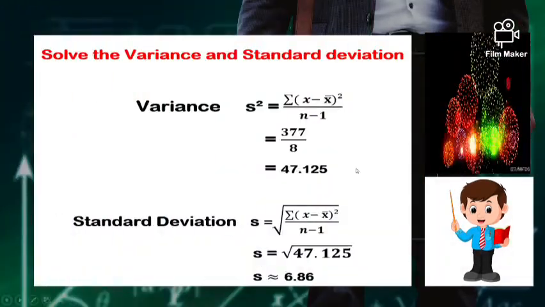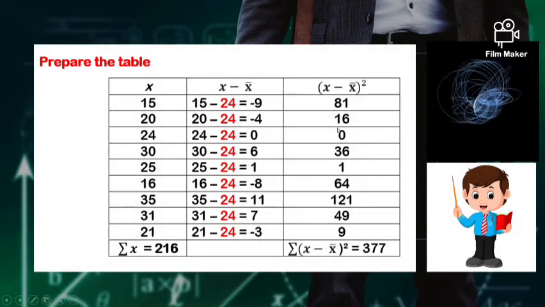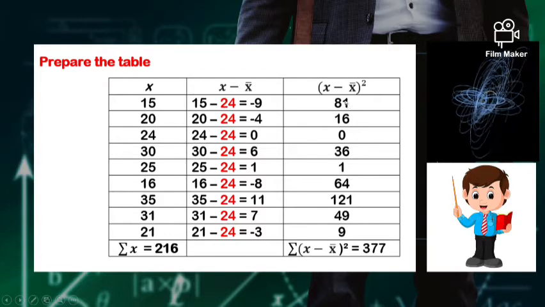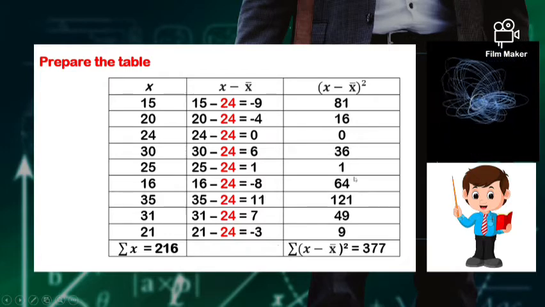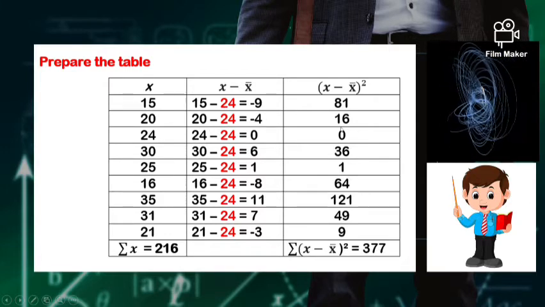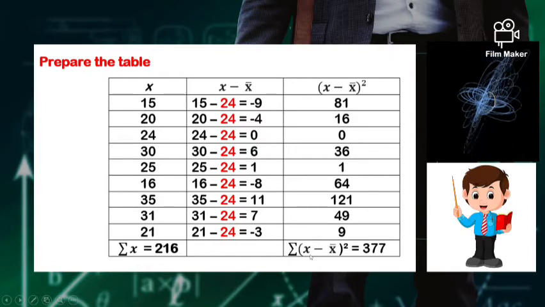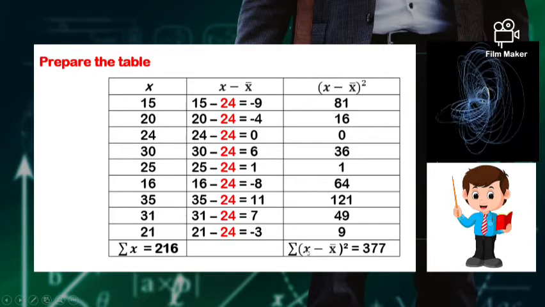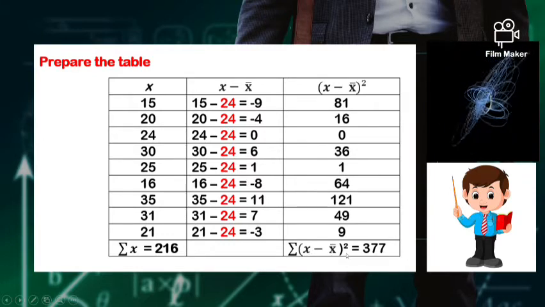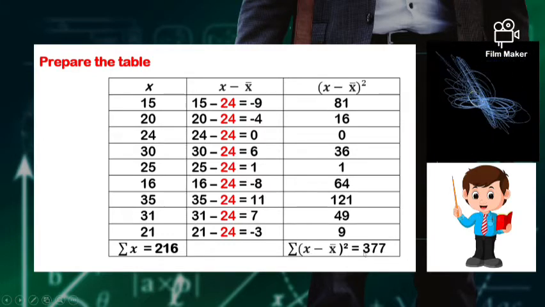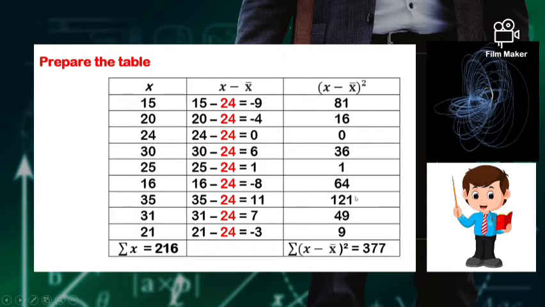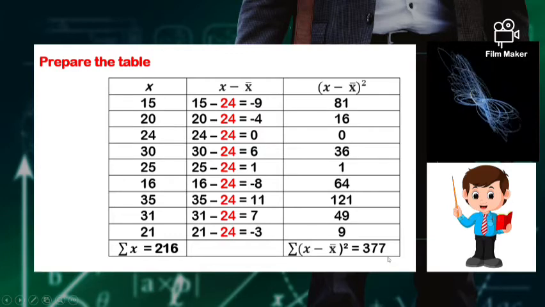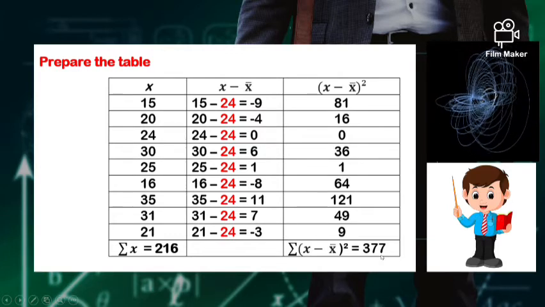Now, what's next to do after doing all the subtraction and then the squaring of the results? You are going to get the sum. That's why you have here at the bottom the sum of the quantity x minus x bar, or the score minus the mean score squared, is equal to, sum it all. You just add up all these numbers and then you will have an answer 377. So you write it down there at the bottom.